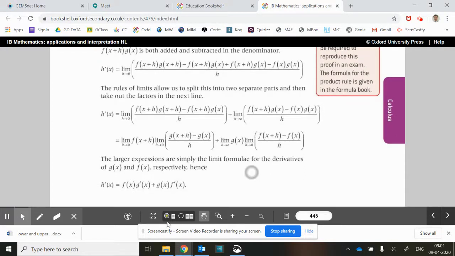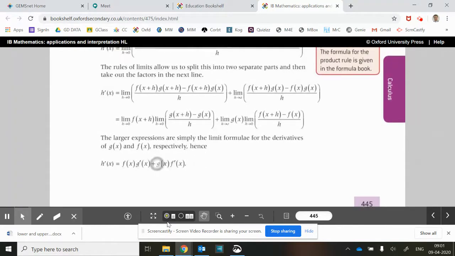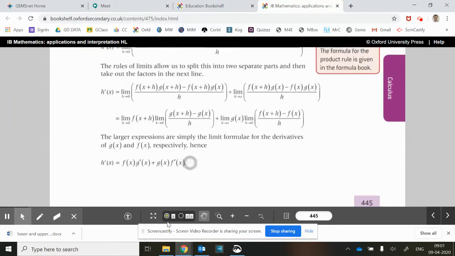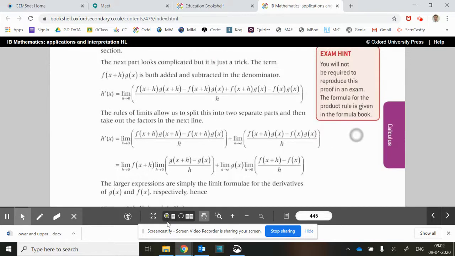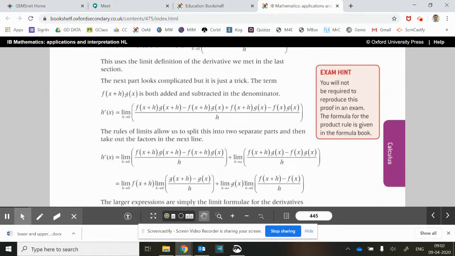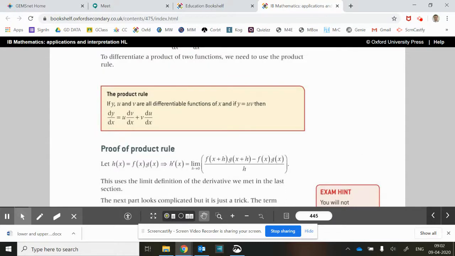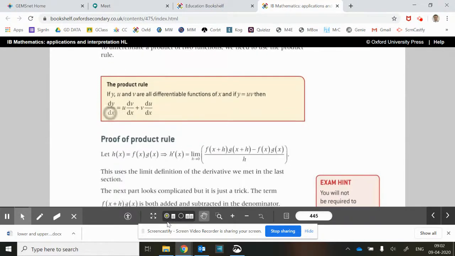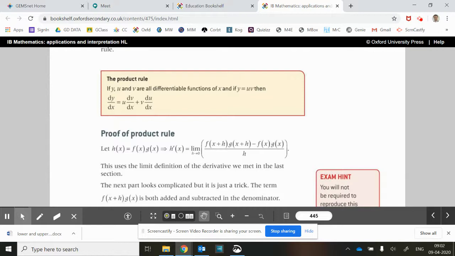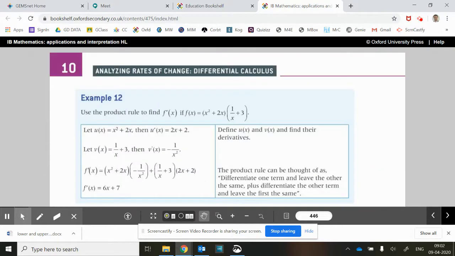And then actually this pops out pretty quickly. Essentially this is it, the product rule, apart from they've done it in terms of f and g rather than u and v. Okay, anyway, it's interesting. Have a look through that one, but you're not required for this to produce this in the exam or to know that proof. But you're also given this formula here.